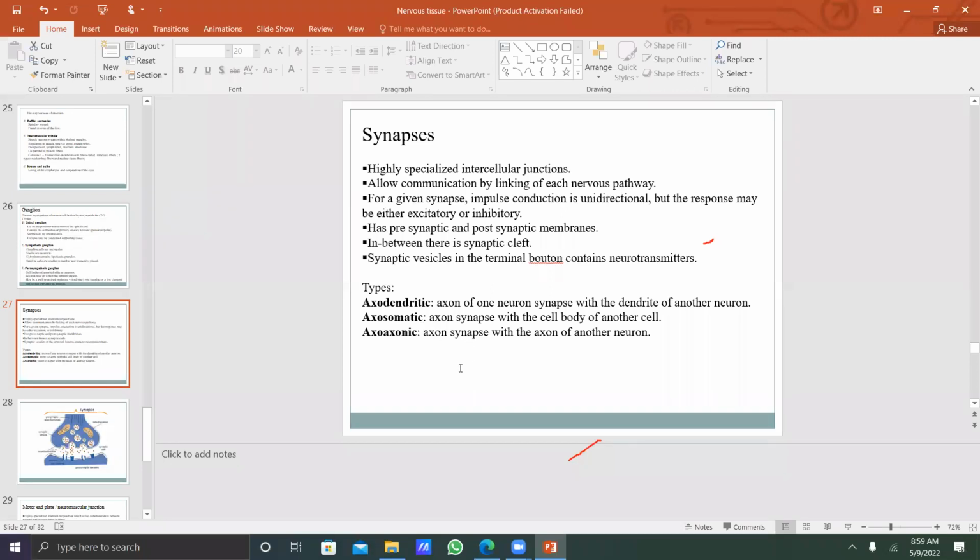Axosomatic one is the one where an axon from one neuron synapses with the cell body of another neuron. Axoaxonic one is the synapse where an axon from one neuron synapses with the axon of another neuron.